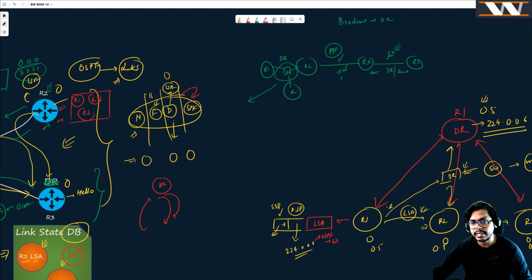If we are running HDLC here, it is a protocol which is by default point-to-point. So OSPF is going to run the point-to-point network type here, and there is not going to be DR and BDR. But here we have, and here also we have.